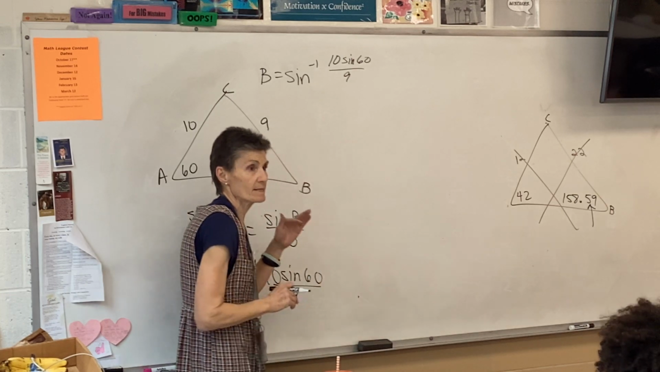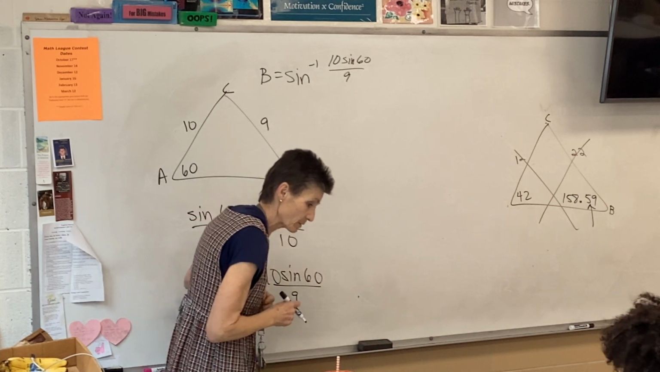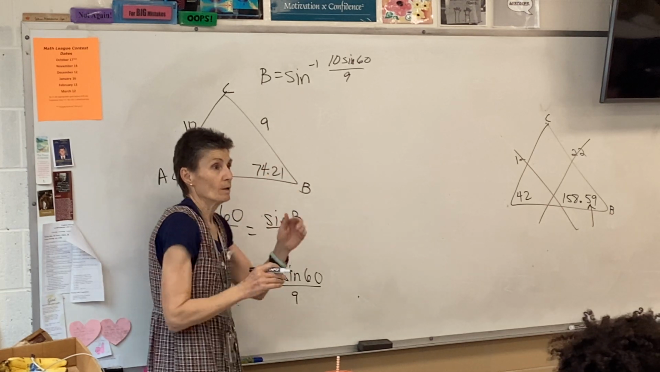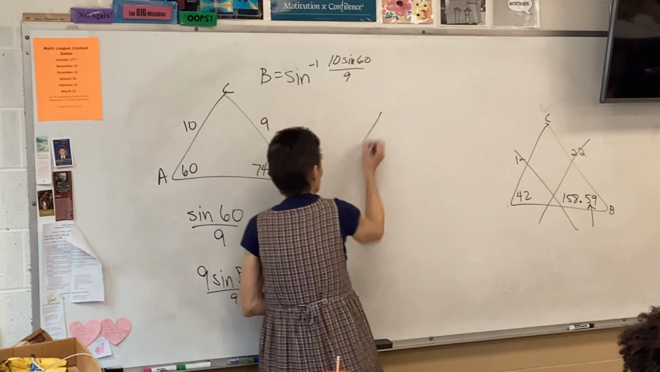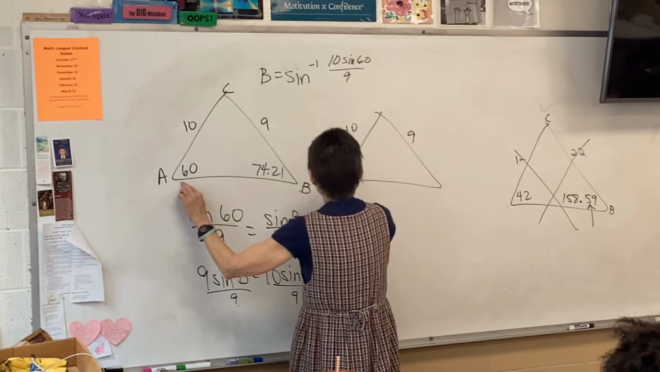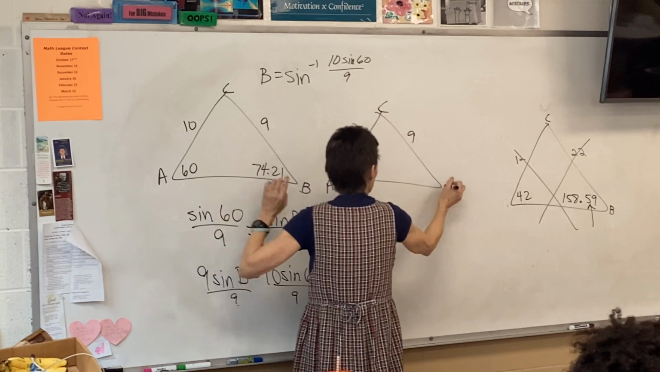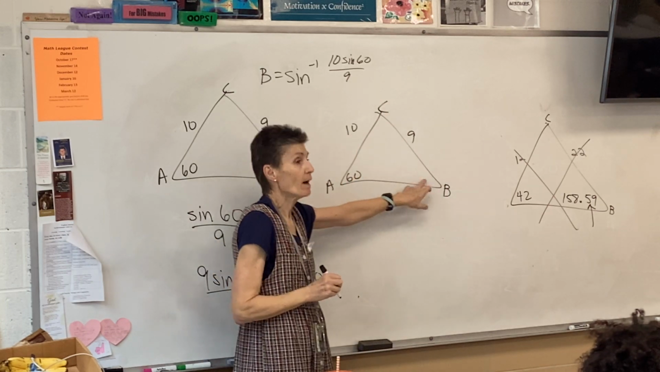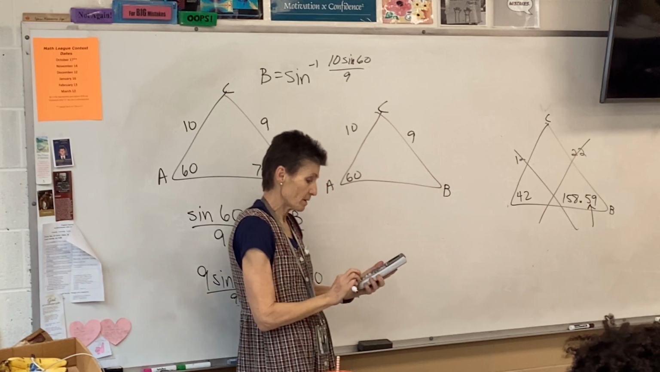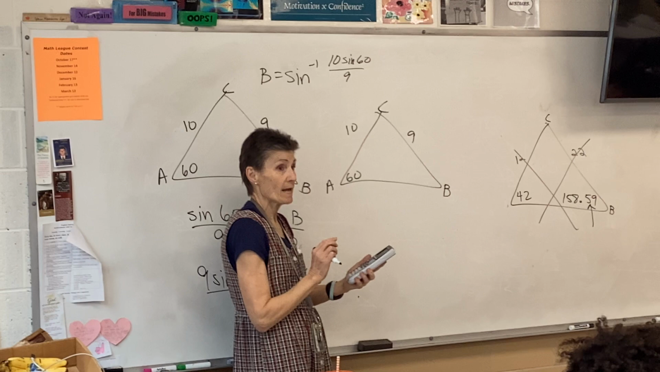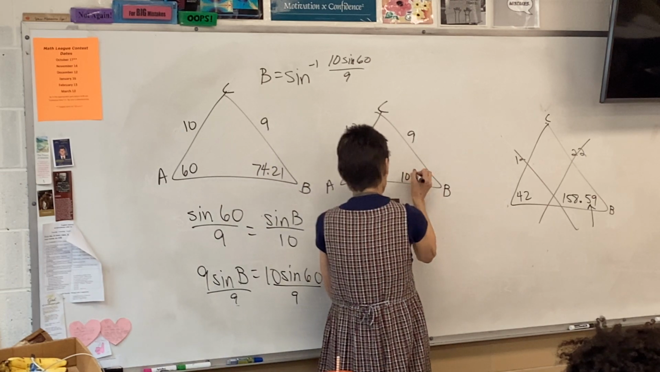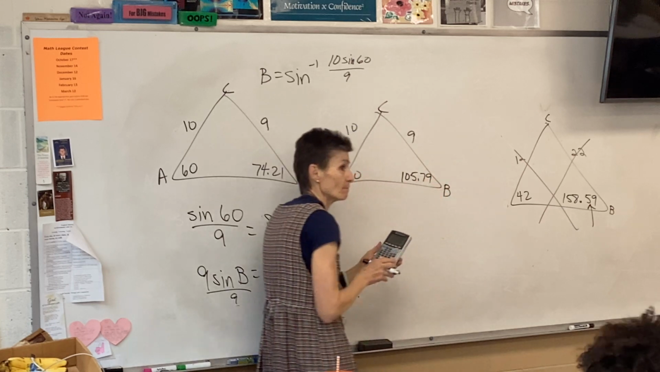What answer did you get when you did second sine? Diego, what'd you get? 74.21. Beautiful. The minute you get an answer, you draw the original picture again and ask, could there be another option for angle B? If there is, it's 180 minus the first one, so it would have to be 105.79.